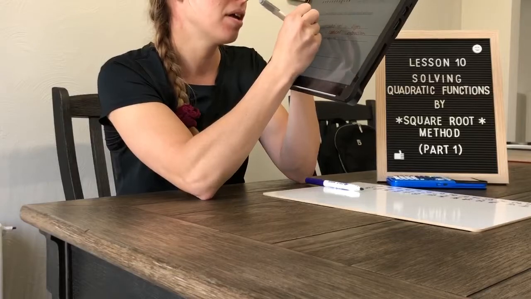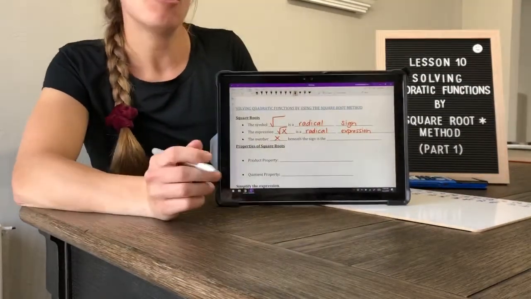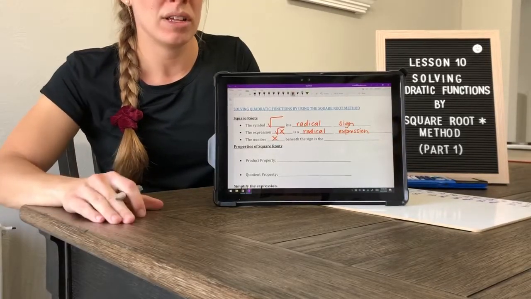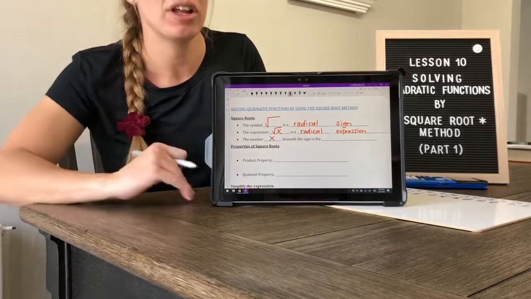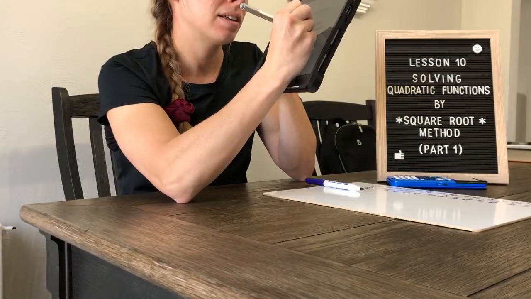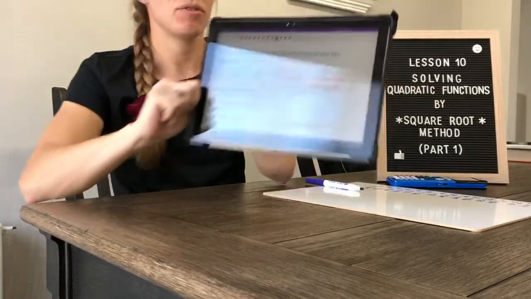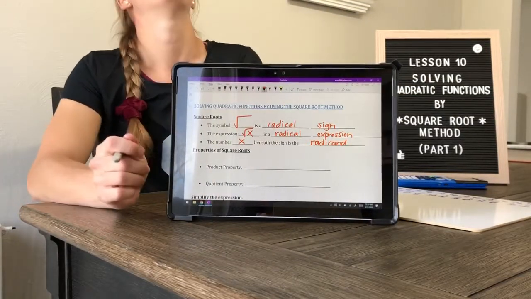And then the number, the x that's underneath the radical, it also has a special name. So anything that's underneath the radical is called this. It could be like a 3x squared underneath the radical, and it's called the radicand. So the radicand, not the radicant, the radicand.